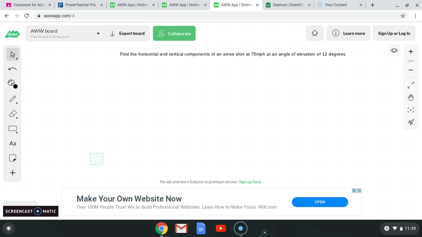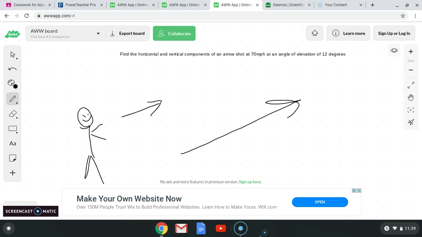So like you got some person here shooting an arrow. It's really hard to draw on my Chromebook. So that's the person. They shot an arrow. And this arrow is our vector. So I'm just going to make the vector over here. So we have this vector. This is 12 degrees, right? It's going 70 miles per hour. So we want to know our component form.